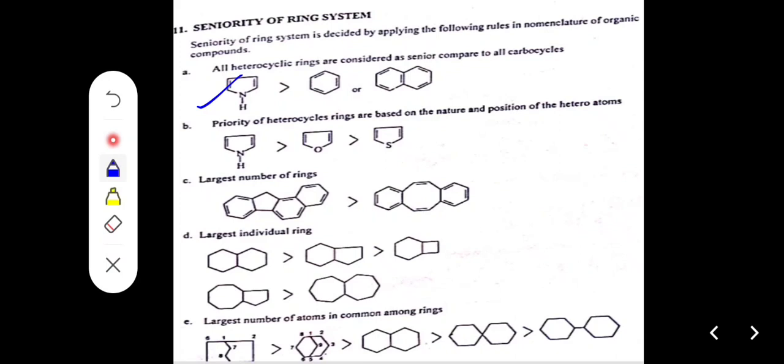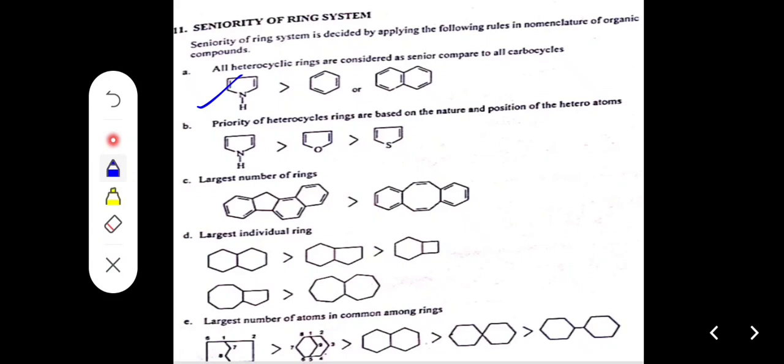Benzene and naphthalene are classified as carbocycles because they are composed of carbon and hydrogen atoms only. Pyrrole is a heterocycle because a heteroatom, nitrogen, is present. So this has more preference than benzene and naphthalene.